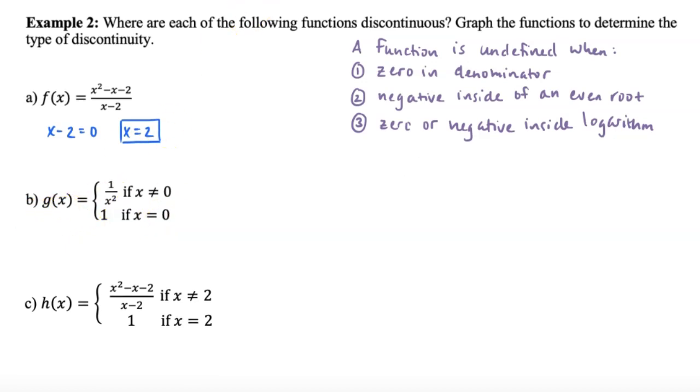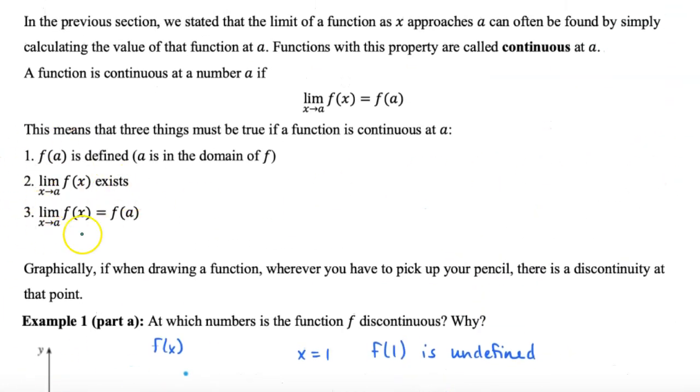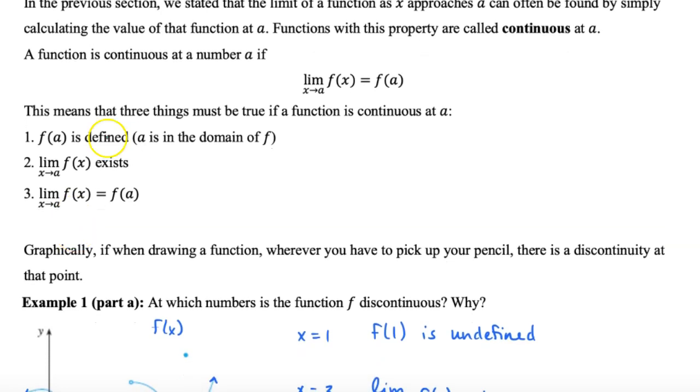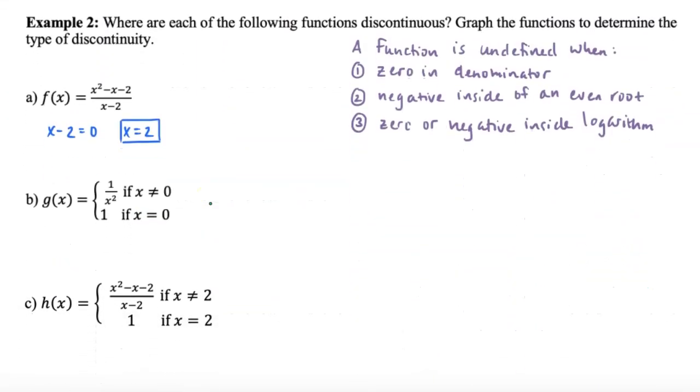Part B, we have g of x equals 1 over x squared if x is not equal to 0. g of x is equal to 1 if x equals 0. So this is a piecewise function. When we have piecewise functions, we are going to worry about our limits. So we want to make sure all of these three things are true for any value of a. So let's start off with f of a being defined at any value. So I know that g, and in this case my function is g, I know that g of 1 is just 1. Can 1 over x squared be undefined anywhere?